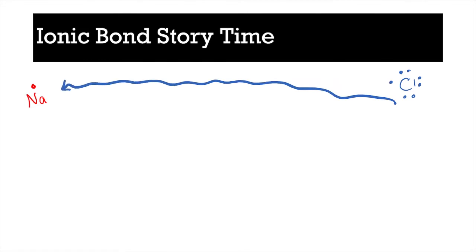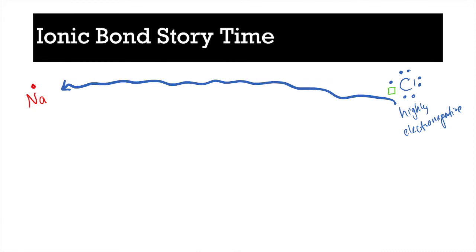Okay, so let's go through this in a story. It's a nice sunny day, and sodium is out there living its best life with one valence electron. And chlorine comes with 7 valence electrons. Remember, every element wants a full valence shell. So chlorine is walking over to sodium. Remember, chlorine is highly electronegative, which means it really, really wants an electron. Chlorine has one empty spot. It really wants that electron.